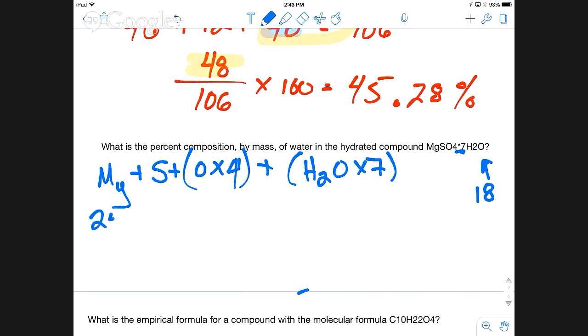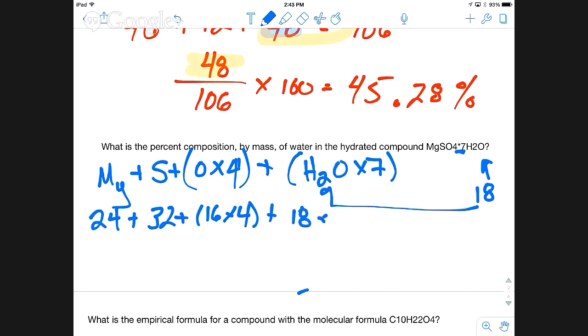Because what I can do now is find my periodic table and say, okay, magnesium weighs 24, so we'll substitute that in. Sulfur, I think, is 32. Yep, 32, plus oxygen is 16 times 4, plus we just said water weighs 18. So 18 times 7. And if I start doing the math here, we'll get 24 plus 32 plus 16 times 4 is 64. Yep. 64 plus 18 times 7, I have no idea. 126.